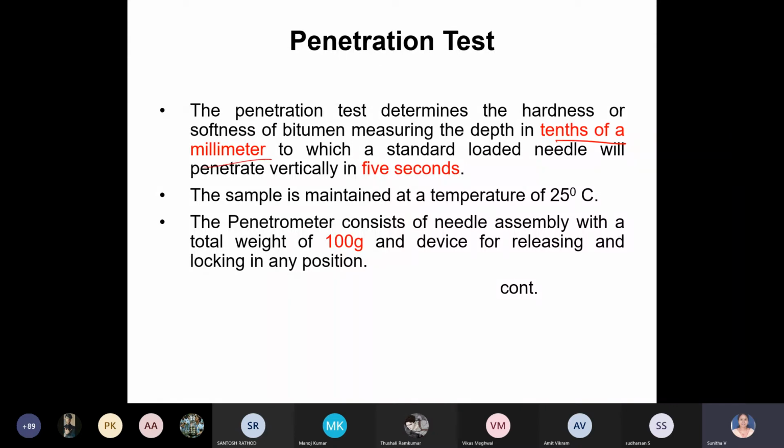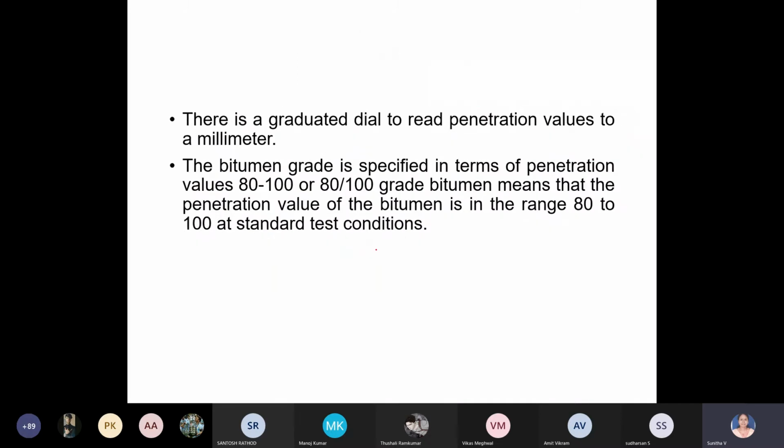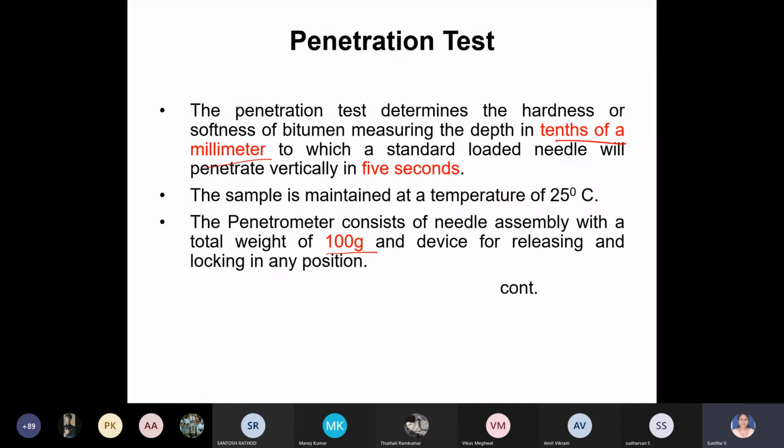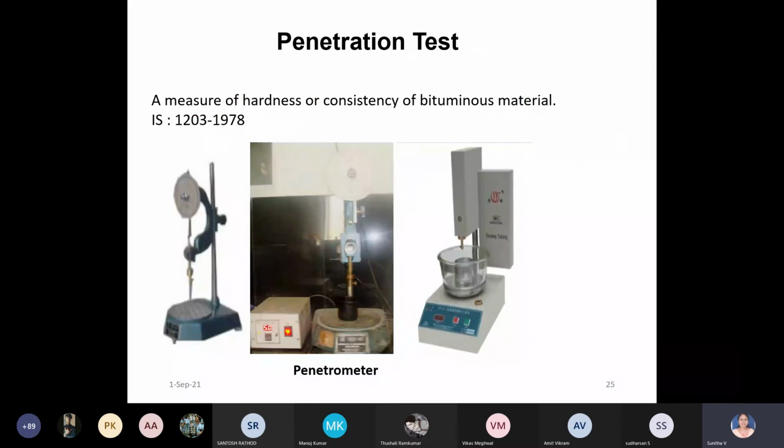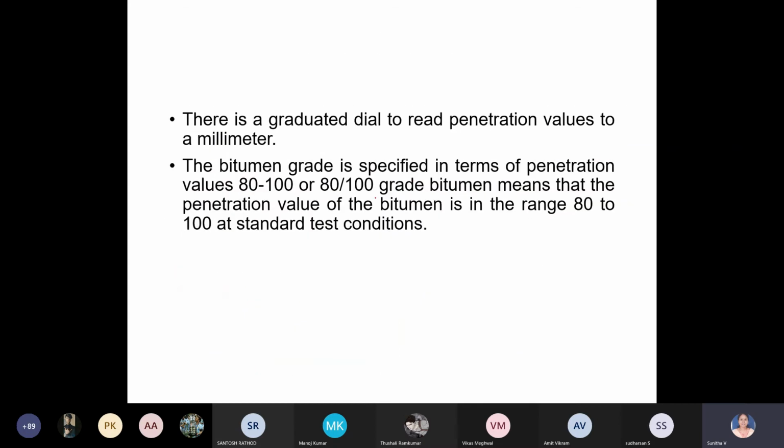So you have to allow a weight of 100 gram to penetrate for 5 seconds at a temperature of 25 degrees Celsius, and a graduated dial is given here. You can see a graduated dial. In this only you have to measure. Just at the top you measure the reading, then allow it to penetrate for 5 seconds, then again measure the reading. This difference will give you the penetration value.